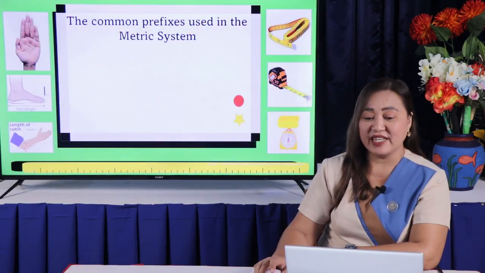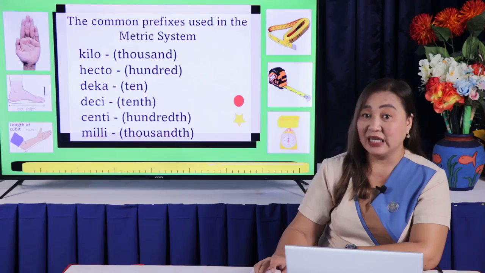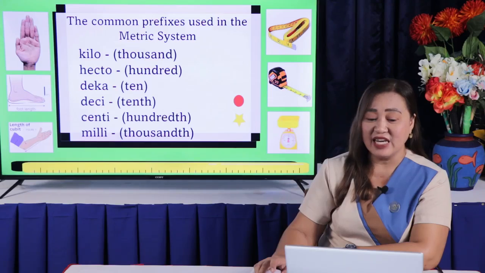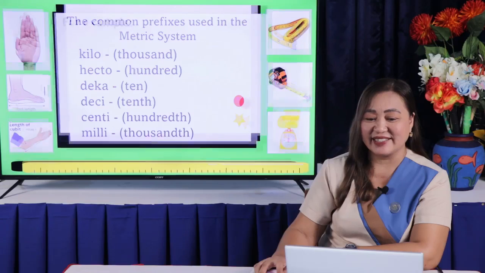The common prefixes used in the metric system are kilo, which means 1,000, hecto, which means 100, deca, which means 10, deci, which means tenth, centi, which means hundredth, and milli, which means thousandth.